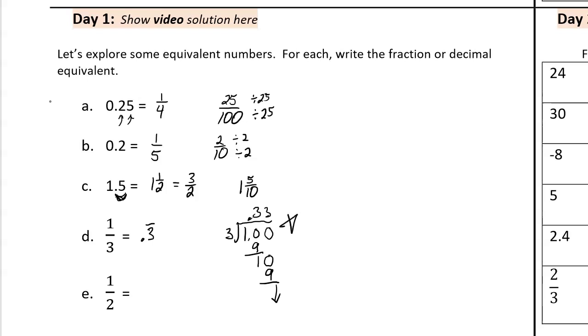This is a lot of work, and it is a lot faster to just memorize the decimals that go with common fractions. So commonly used fractions are like 1/2, 1/3, 1/4 of something, 1/5 of something. For those fractions, put in the effort to learn the decimals that go with them. Question E, 1/2 is 0.5.